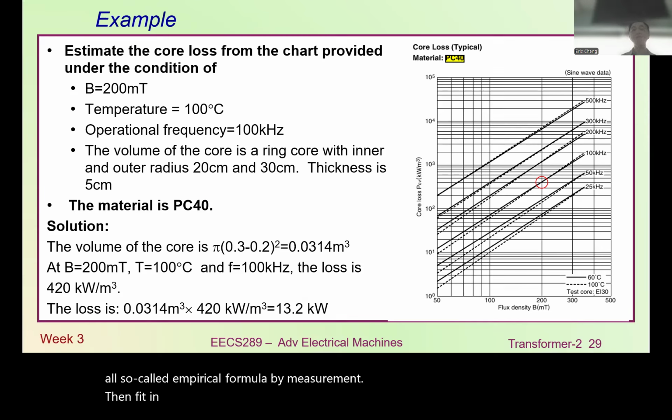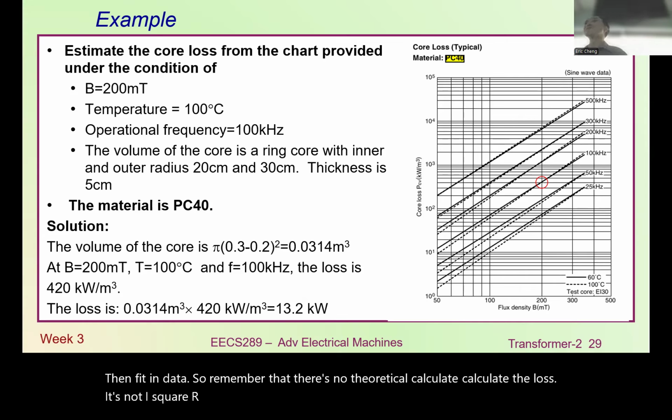So remember that there's no theoretical calculation to calculate the loss. It's not I square R, right? Resistive loss, we don't have that. All of them are approximations.